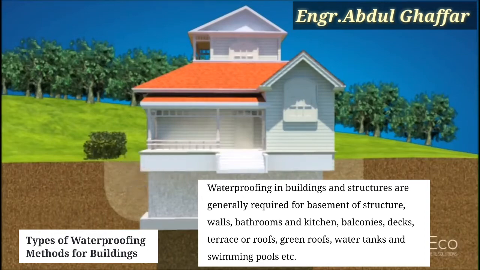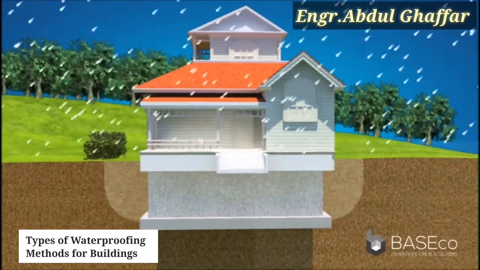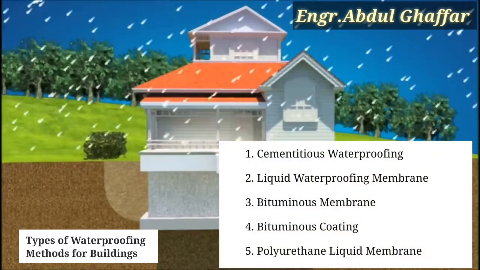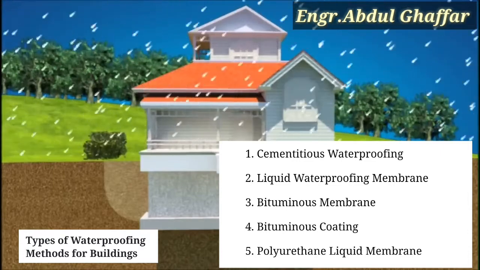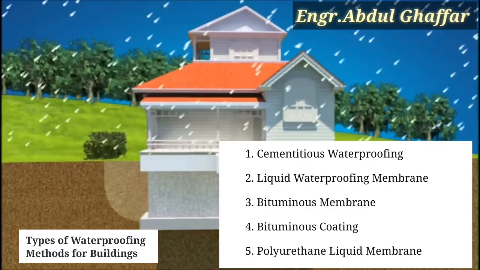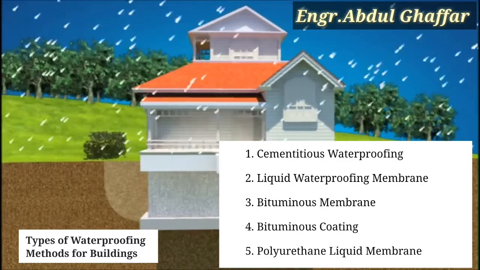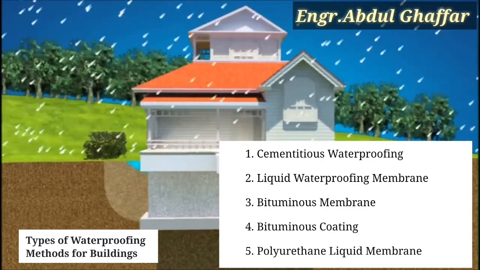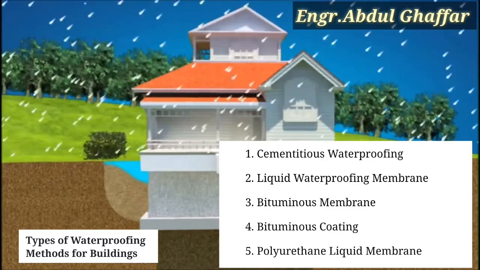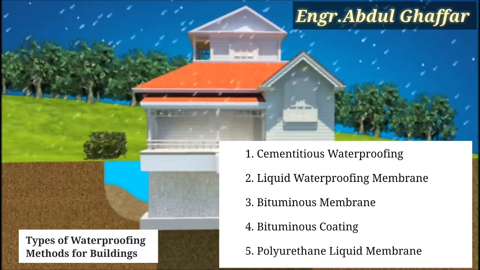Now let's have a quick overview of the methods of waterproofing. There are 5 commonly used waterproofing methods in construction. Number 1, cementitious waterproofing. Number 2, liquid waterproofing membrane. Number 3, bituminous membrane. Number 4, bituminous coating. Number 5, polyurethane liquid membrane.